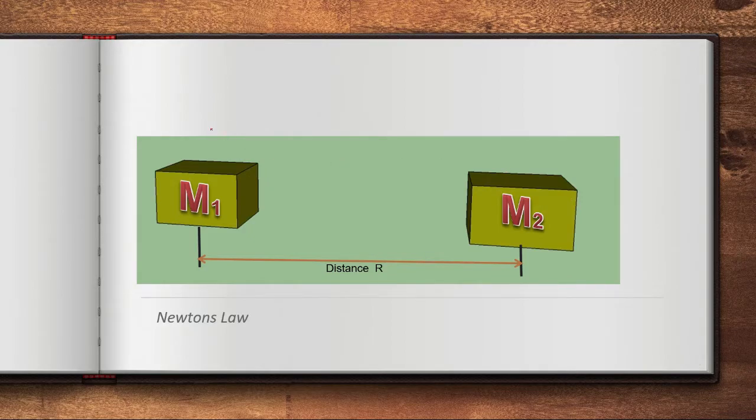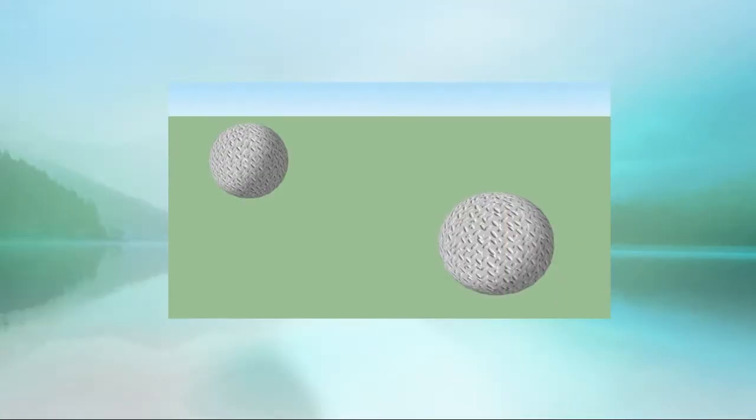Newton stated that if two masses are separated by some distance r, then the force between these two masses will be given by the product of the two masses, and it will be inversely proportional to the square of the distance between them. On the same lines, Coulomb's law of two charges is made.